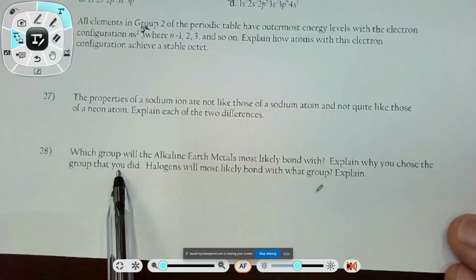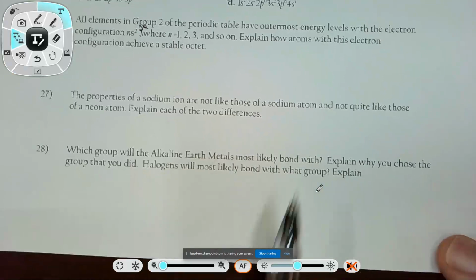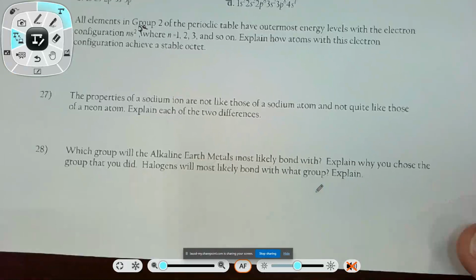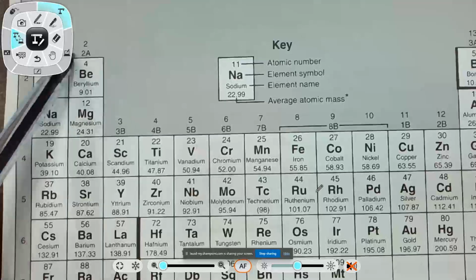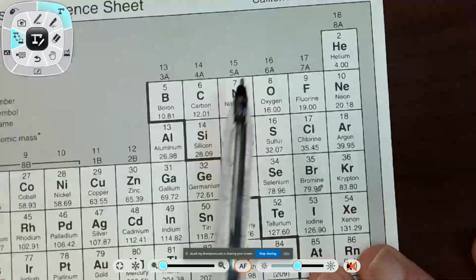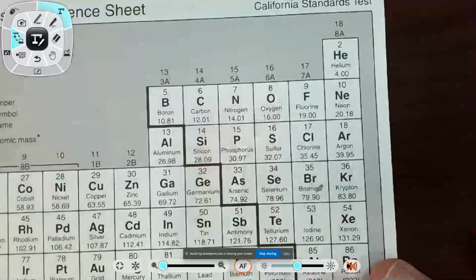Lastly, which group will the alkaline earth metals most likely bond with? So the alkaline earth metals, remember group 2, so they have 2 valence electrons. So they're looking for 6 more. So the best place to find that is group 16. So they have 6 there. So 6 plus 2 gives you 8. So there's our review there.